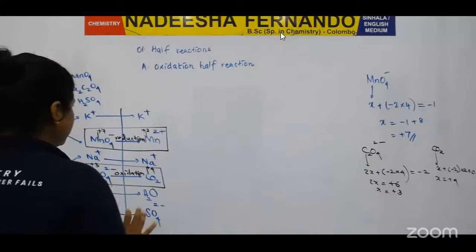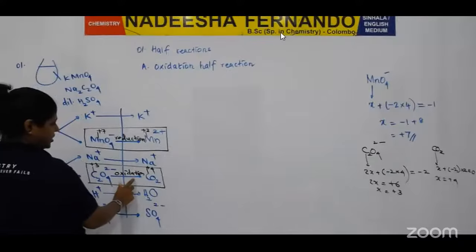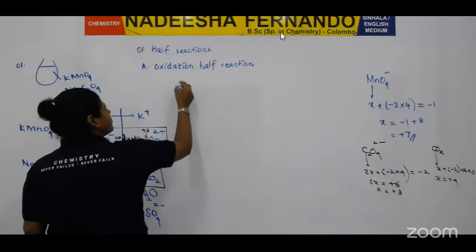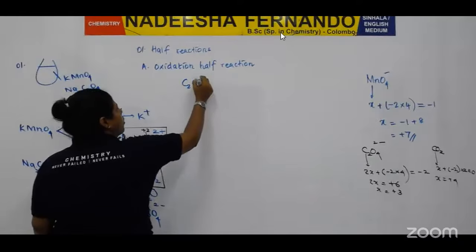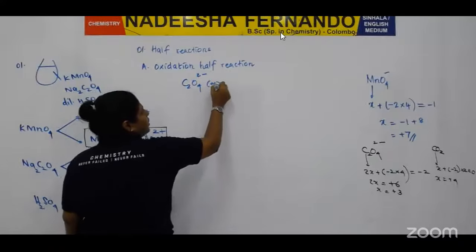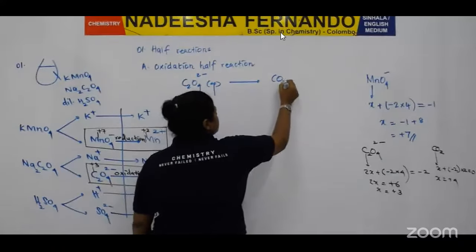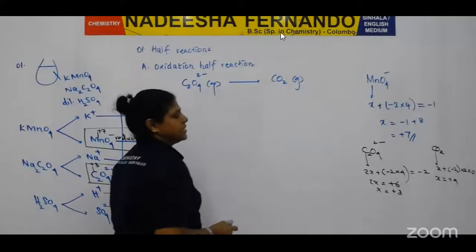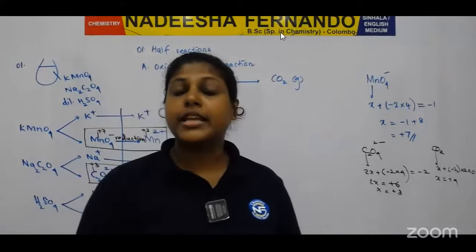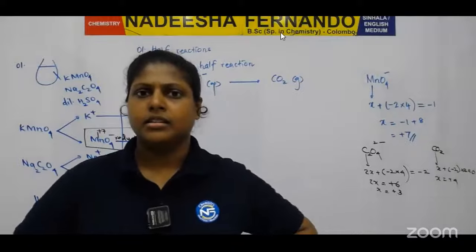Right. Now we have separated that. Then the oxidation reaction now. C2O4 2 minus goes to CO2 gas. Look at the first step given. What's the first step I gave?